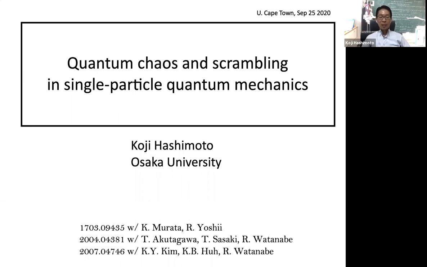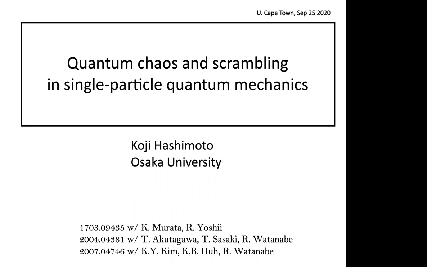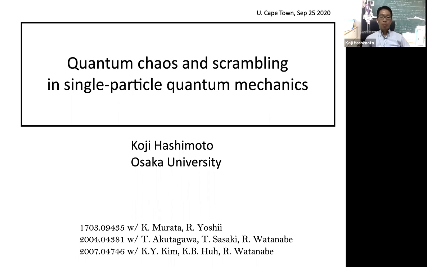I'd like to talk about a summary of my papers written first with Keiju Murata and Yoshi-san about quantum billiard. And then I'll go on to coupled harmonic oscillator analysis done with my students, Akutagawa and Sasaki and Ryota Watanabe. And then finally, I'll describe my recent paper written with Kunyon and Kyonbon and Ryota. So all of these are kind of related to each other. And my final goal is this.